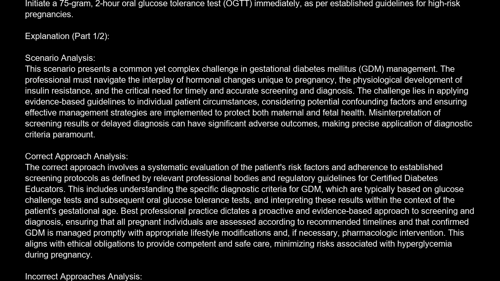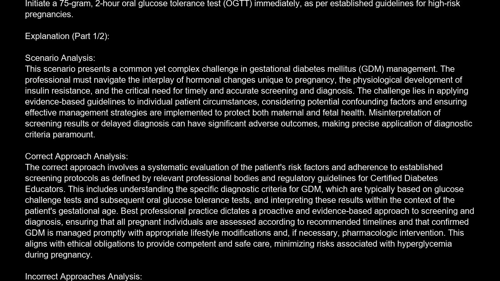Explanation: Scenario analysis. This scenario presents a common yet complex challenge in gestational diabetes mellitus (GDM) management. The professional must navigate the interplay of hormonal changes unique to pregnancy, the physiological development of insulin resistance, and the critical need for timely and accurate screening and diagnosis. The challenge lies in applying evidence-based guidelines to individual patient circumstances, considering potential confounding factors, and ensuring effective management strategies are implemented to protect both maternal and fetal health. Misinterpretation of screening results or delayed diagnosis can have significant adverse outcomes, making precise application of diagnostic criteria paramount.